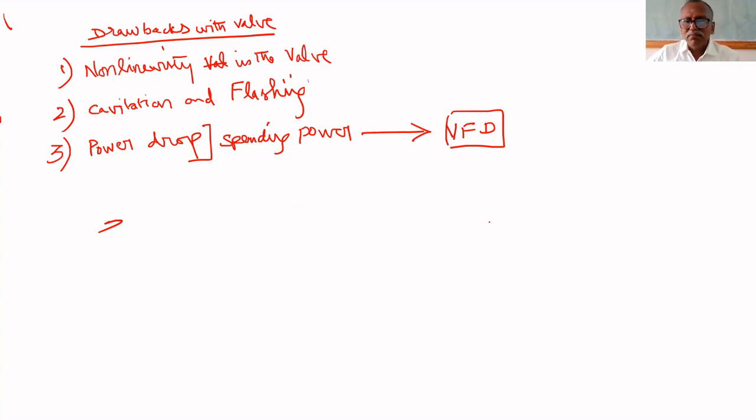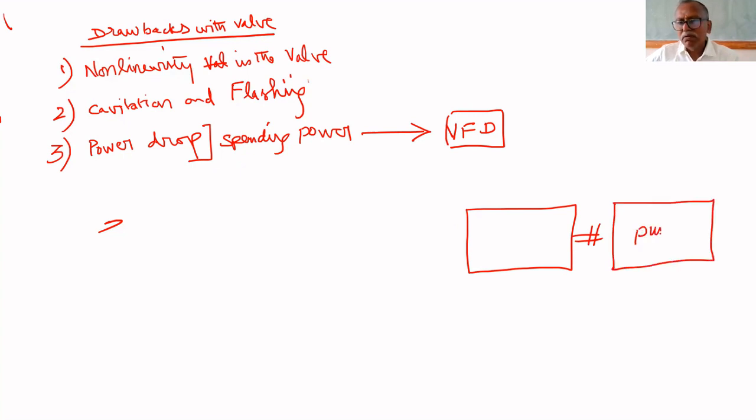Suppose you have a pump. This is the pump, coupled with a three-phase induction motor. How can we vary the flow rate of the pump?